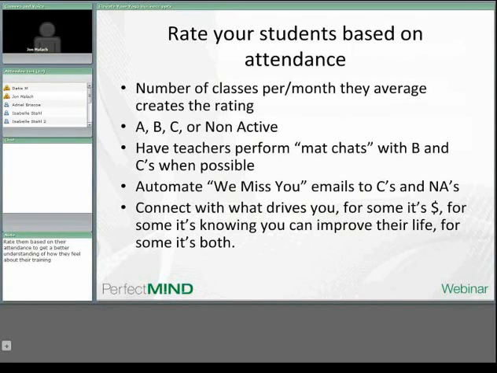So what do we do with these ratings? We have teachers perform mat chats with the B and the C's when possible. Nothing crazy, guys. Just when someone comes to the studio and you're about to start a lesson, review the attendance list of everybody that's there and just see what their rating is. If you have C's that are on the mat that day, walk by and let them know that you miss seeing them around and you hope they can come more often.